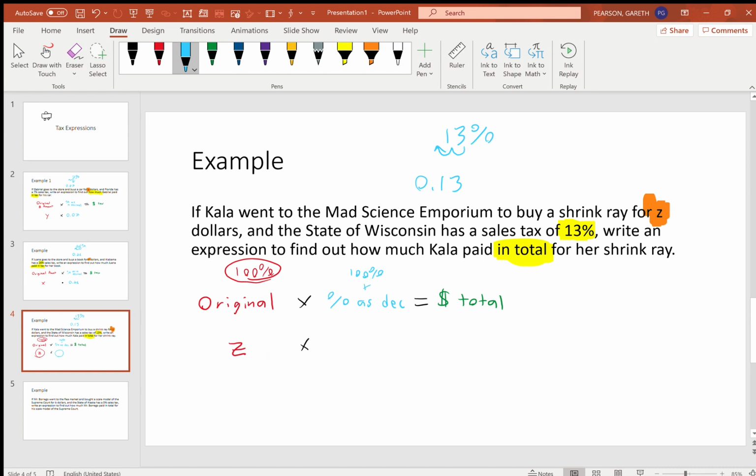So let me show you how this would work. You already found out that 13% as a decimal is 0.13. When you take 100% as a decimal, you move the decimal point over 1, 2, that's 1. All you have to do is add these together. 0.13 plus 1 is 1.13. Voila, you have your answer. If you're trying to find the total, it's going to be your variable, Z, times 1.13 for this particular case. Let's move on to our final example.